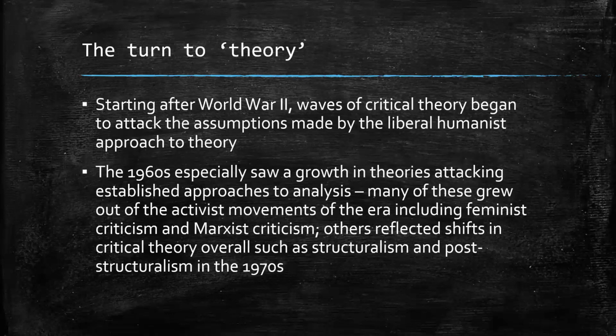In the turn to theory after World War II, critical theory began to attack the assumptions made by the liberal humanist approach to theory. The 1960s especially saw a growth in theories attacking established approaches to analysis. Many of these grew out of the activist movements of the era. This includes feminist criticism, Marxist criticism, critical race theory or Black studies. Others reflected shifts in critical theory overall, such as structuralism and post-structuralism in the 1970s.